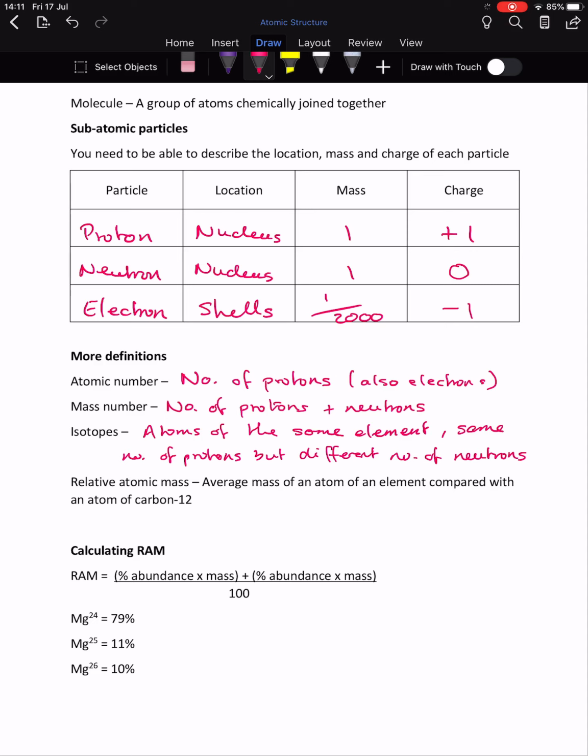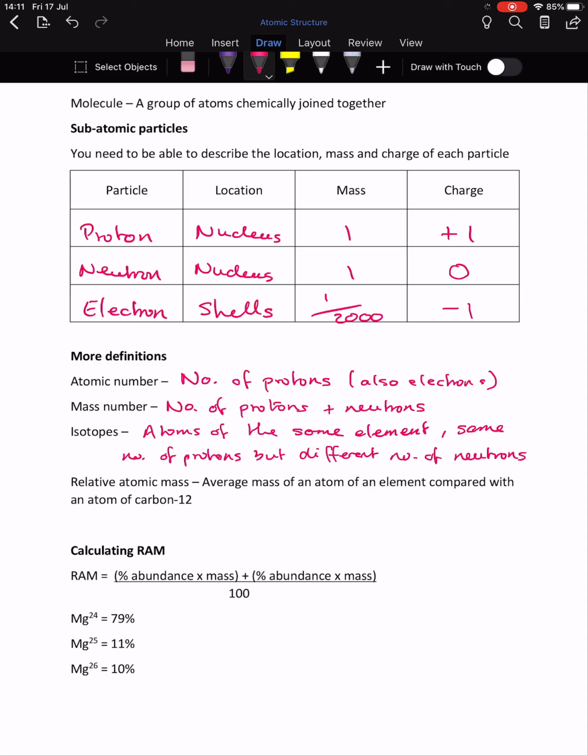The relative atomic mass then, this one is also one we should learn. It is the average mass of an atom of an element compared with an atom of carbon-12. It sounds like a bit of a mouthful, but it is one that I would learn as well. We can calculate the relative atomic mass using this equation. So the relative atomic mass is equal to percentage abundance times mass plus percentage abundance times mass over 100.